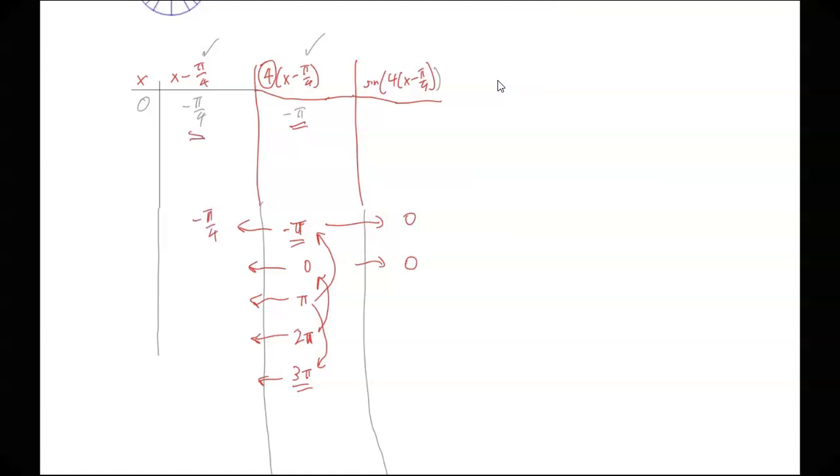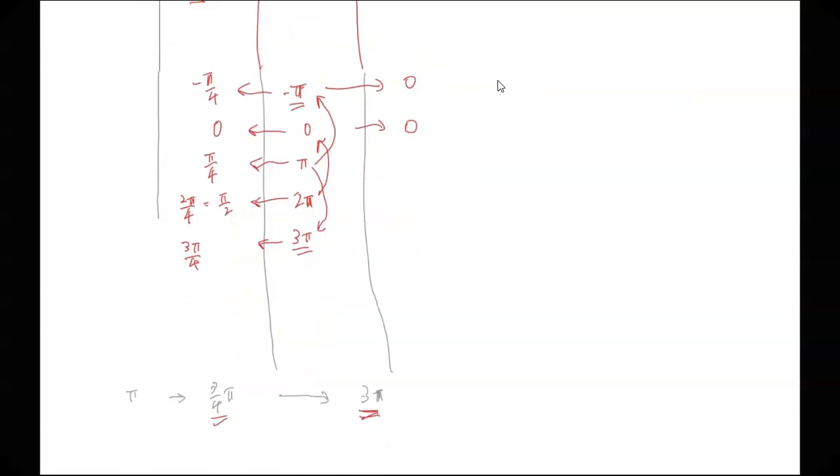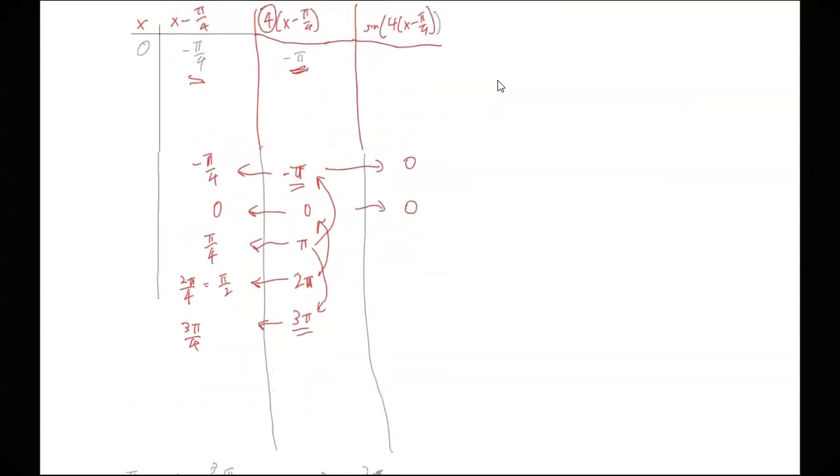What do you know? It matches. Of course it matches, because this also matches. Dividing 0 by 4 is still 0. Dividing pi by 4 is pi over 4. Dividing 2 pi by 4 is 2 pi divided by 4, which you can also write as pi over 2. And 3 pi divided by 4, of course, is 3 pi over 4. And that one matches this because it's on the boundary, okay?